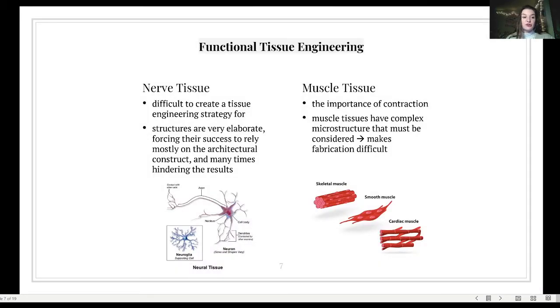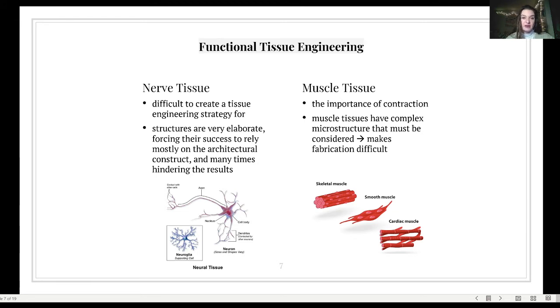The high complexity of nerve tissue has made it the most difficult to create a tissue engineering strategy for. The structures and scaffolds of these tissues are very elaborate due to the complexity of the central nervous system and peripheral nervous system, therefore forcing the success of the replication to rely mostly on the architectural construct and many times hindering their results. When reforming muscle tissue, it is very important that it has the ability to contract just like normal muscles do. Muscle tissues also have a very complex microstructure that must be considered when refabricating these muscles, which makes the fabrication very difficult.